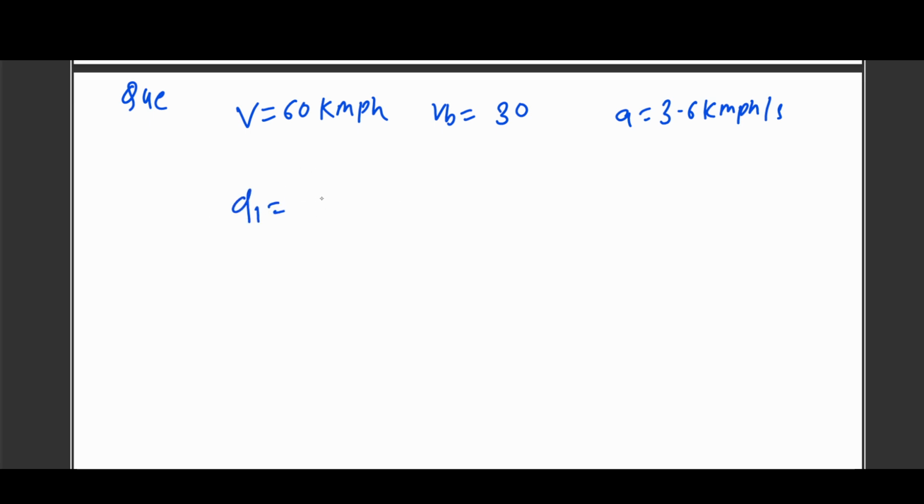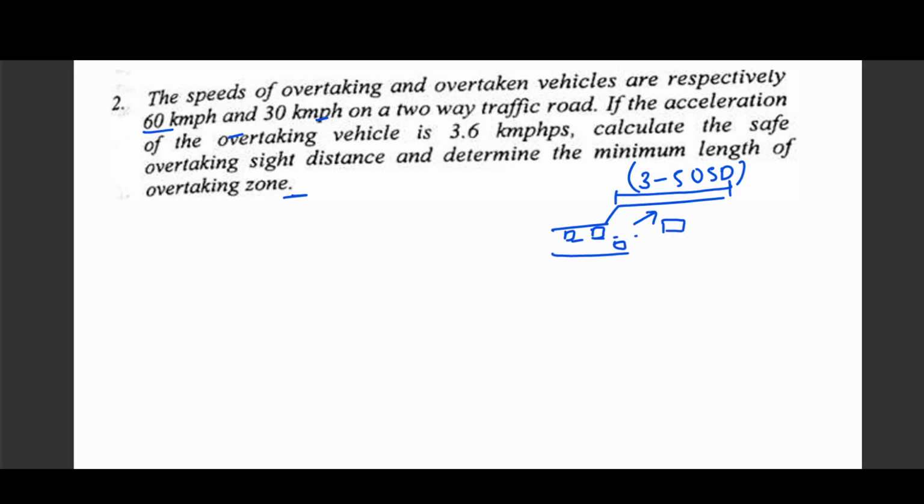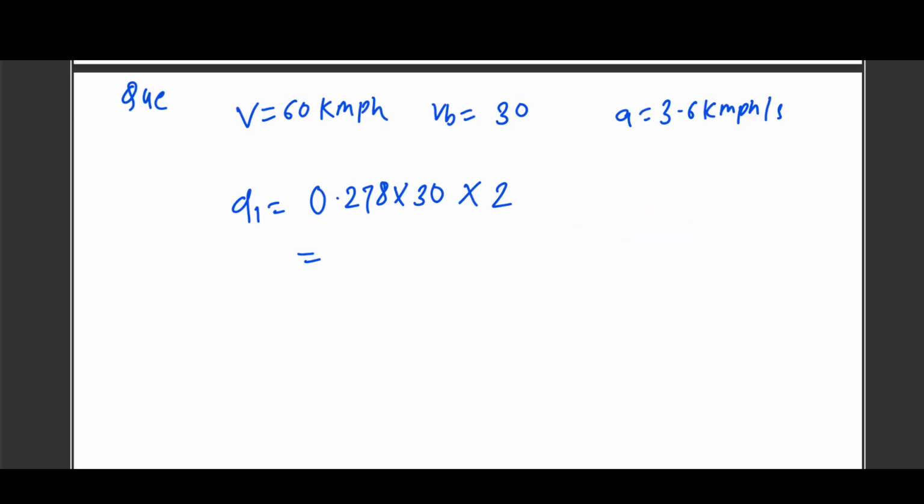First we need to calculate d1. d1 equals 0.278 into 30 into reaction time of 2 seconds. The question has not given us the reaction time, so we assume it as 2 seconds. We assume reaction time as 2 seconds for the overtaking sight distance, but 2.5 seconds for the stopping sight distance. All right, so calculating we get 16.68.